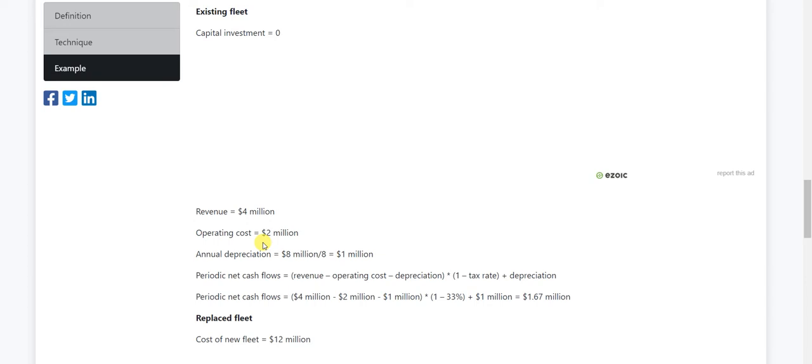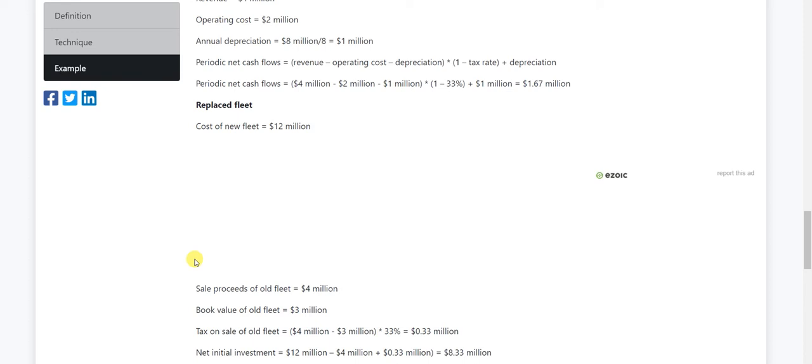Periodic net cash flow: we have a formula to calculate it, that is (revenue minus operating cost minus depreciation) times (1 minus tax rate) plus depreciation. So 4 million is the revenue, 2 million is the operating cost, and 1 million is the depreciation. So (4 minus 2 minus 1) times (1 minus 33%), that is the tax rate, plus 1 million depreciation. So the answer is 1.67 million. So periodic net cash flow is 1.67 million.